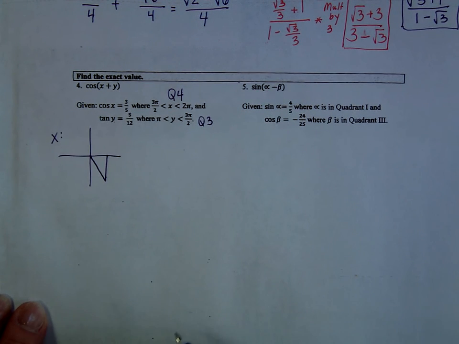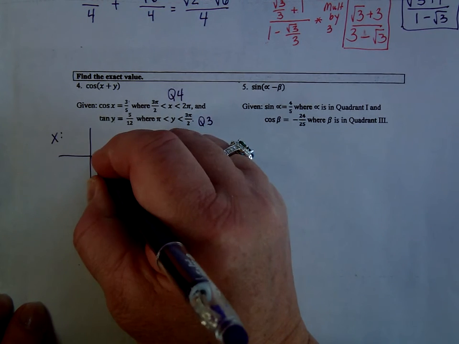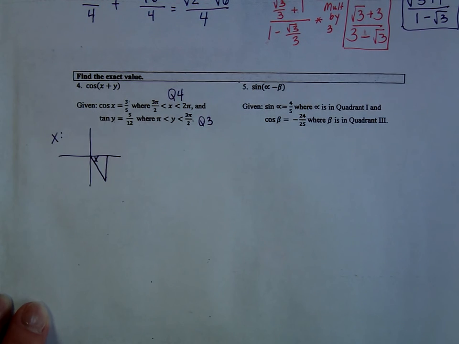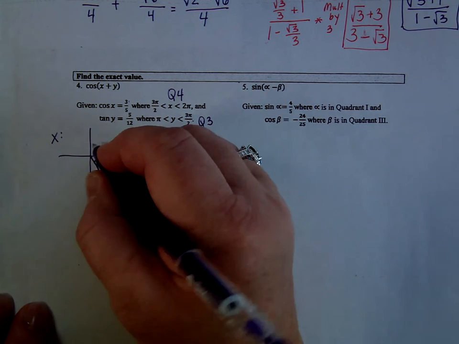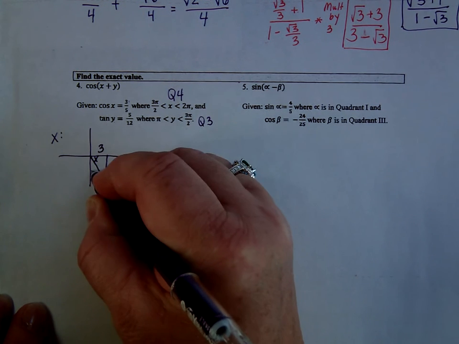And they tell me my cosine is 3/5. Well, if you remember, if this is my x angle coming from the origin, that the cosine is the adjacent over the hypotenuse. So my adjacent side is going to be 3. My hypotenuse is 5.